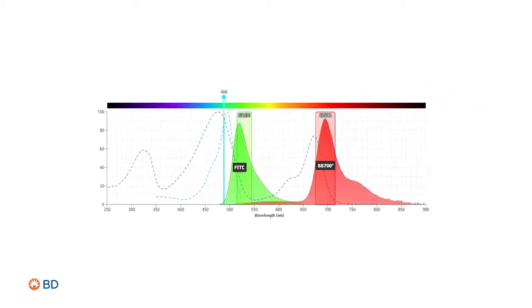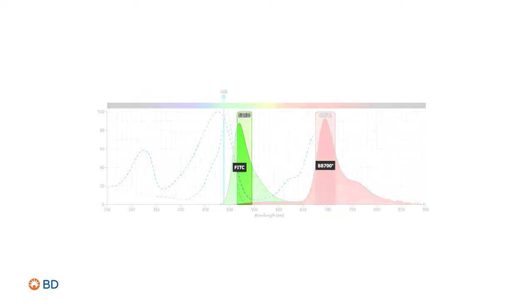Now let's explore how one can manage spectral spillover. For co-expressed markers, spillover from adjacent detectors can be minimized by choosing fluorochromes that are spaced out across the same laser. For example, the emission spectra of FITC and BB700 do not overlap.